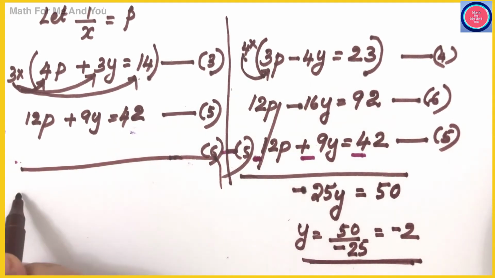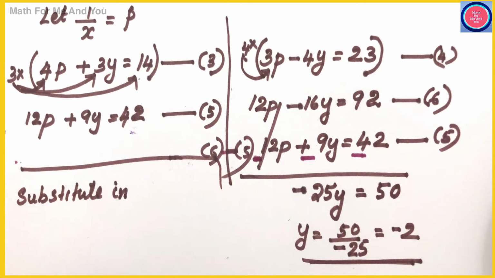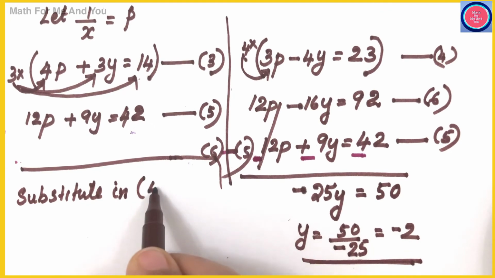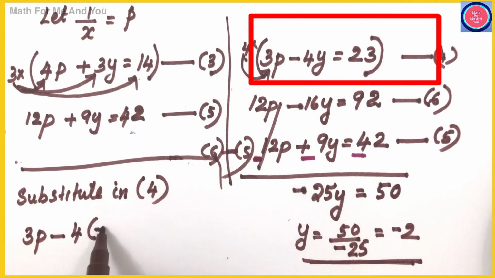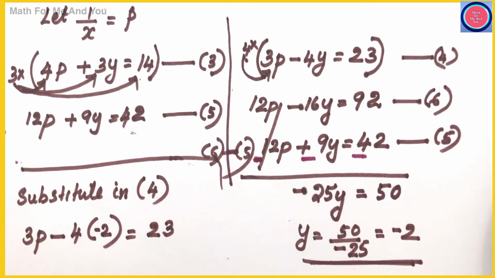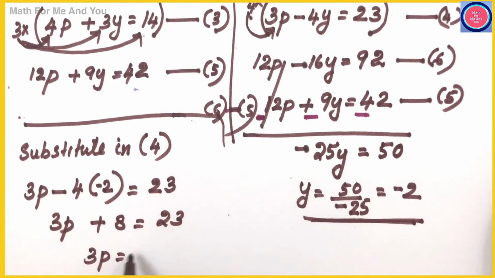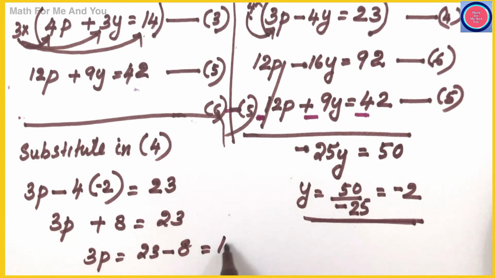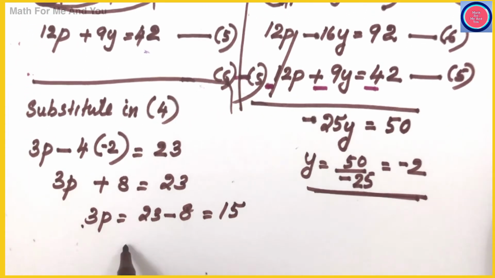Substitute this value in any of the equations. I'm going to substitute value of y, that is y equals minus 2 in equation number, it's your choice, you can select any equation, but I am selecting equation number 4. Equation number 4 is 3p minus 4y equals 23. So we are going to change y with the value minus 2. Then the right side is equal to 23. 3p minus 4 times minus 2. Minus minus becomes plus 8 equals 23. 3p equals, first of all, 3p equals 23 minus 8. It's 15. Then p equals 15 over 3. We know it is 5.